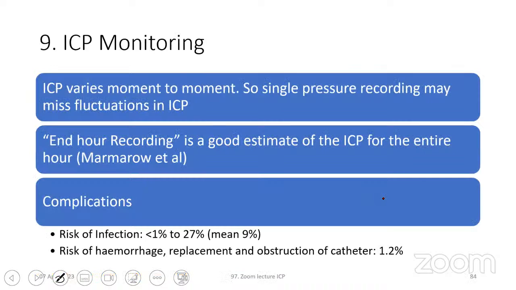The ICP varies moment to moment, so a single pressure recording may miss the fluctuations in intracranial pressure. What is called an end-hour recording is a good estimate of the ICP for the entire hour. The complications of monitoring: the risk of infection ranges from less than 1% to 27%, with a mean of 9%. The risk of hemorrhage, malposition, and obstruction of catheters is 1.2%.